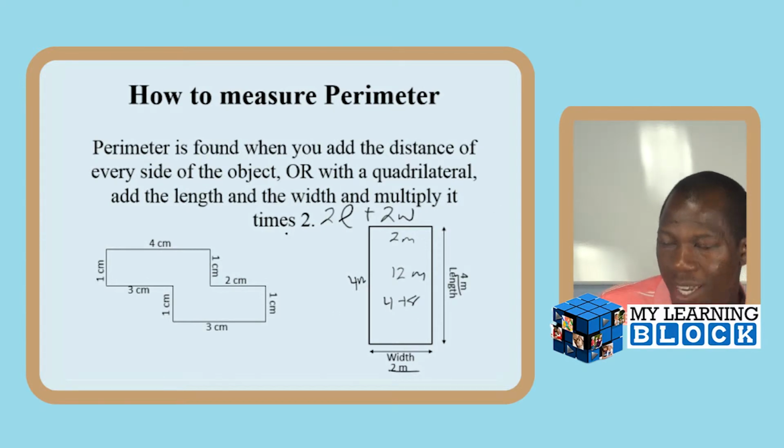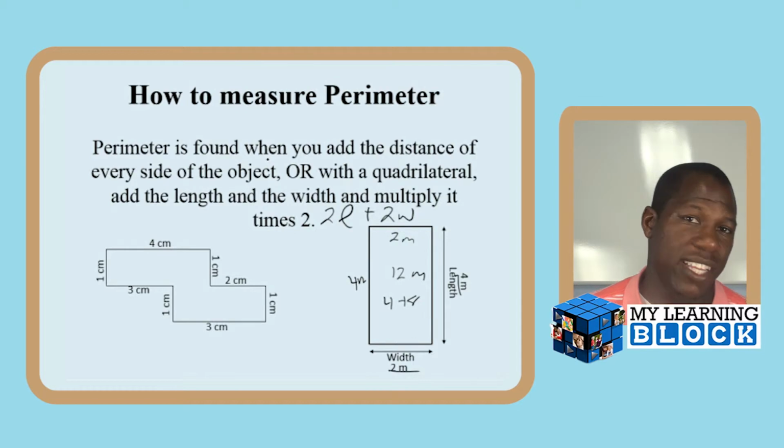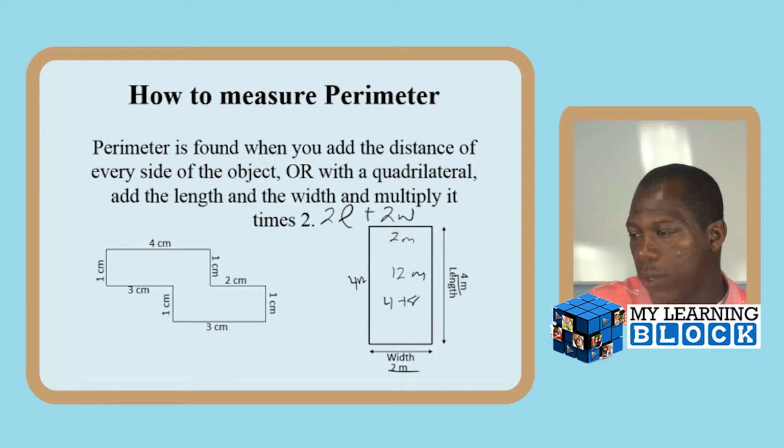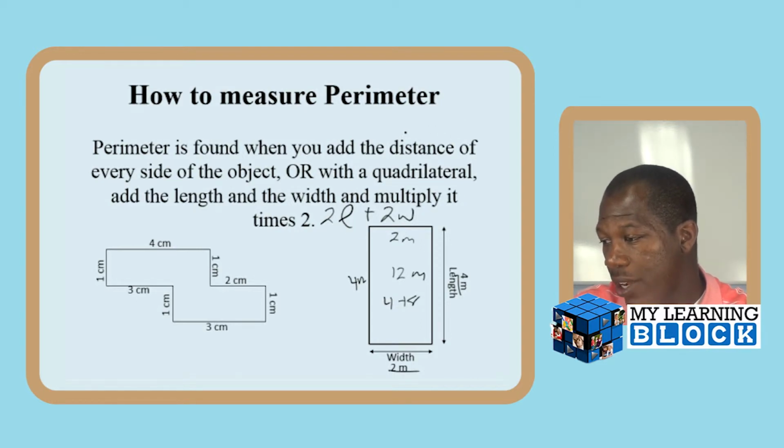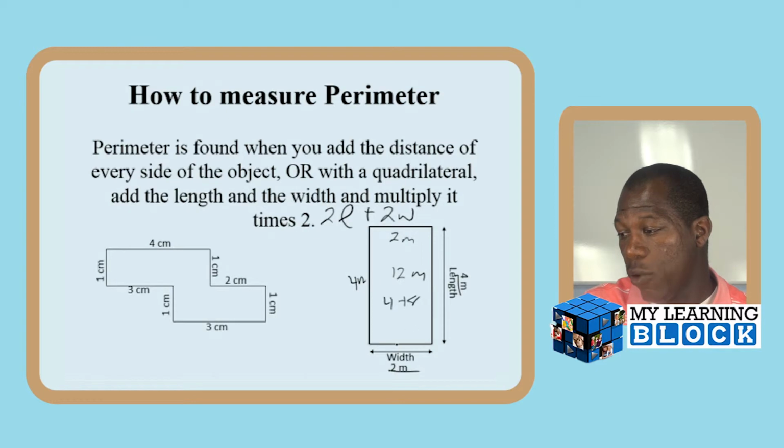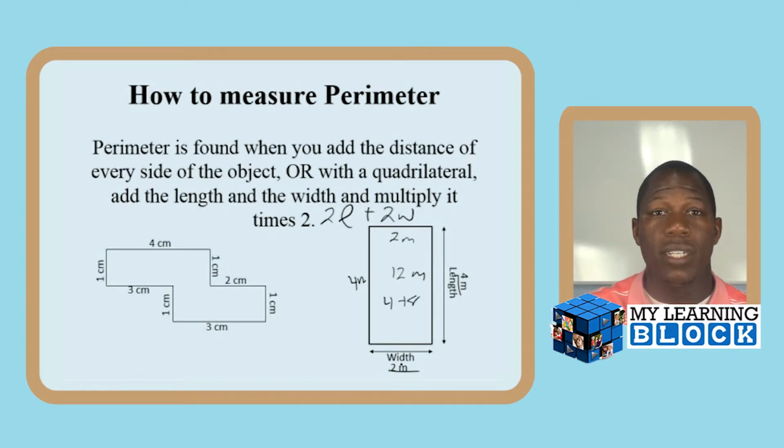Now, like I said, I had quadrilaterals and then non-quadrilaterals. With quadrilaterals, you can multiply the length and the width times 2 and get the answer, right? You could also just say 4 plus 2 times 2, and that will give you 12, the perimeter. Or you can just help your child by understanding, just add up all these sides.